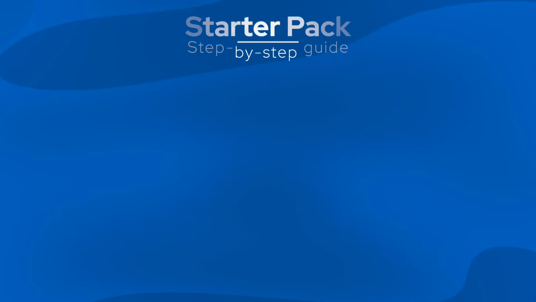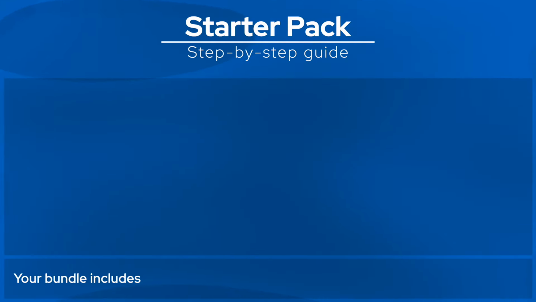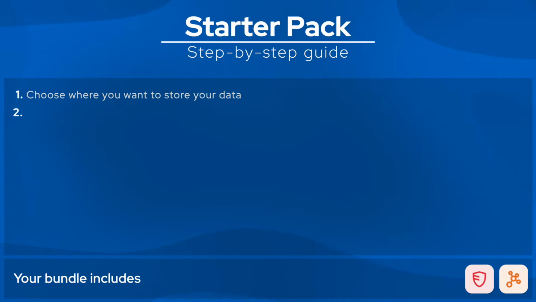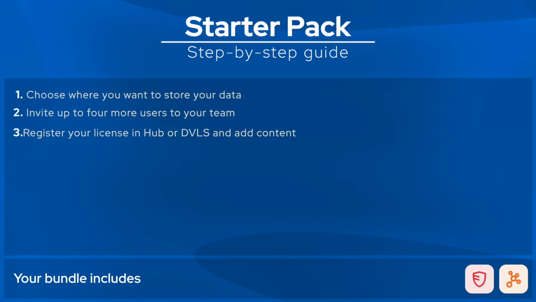Now let's summarize the getting started steps we quickly went over. First, you need to choose where you want to store your data, in the cloud, on your server, or a hybrid of both. If you're working in a team, you can invite up to 4 other users to help you get started, or you can invite them later. Then register your license in Hub or DVLS's web interface and create some credentials, remote sessions, and IT resources that you use on a daily basis.